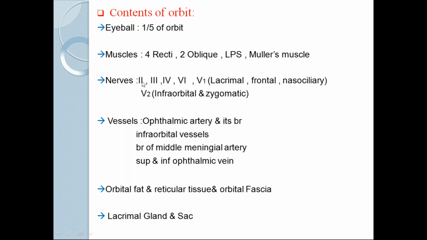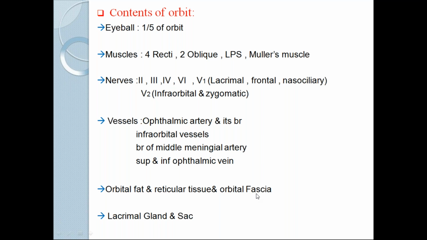Nerves present in the orbit: second, third, fourth, sixth, V1, that is the lacrimal, frontal, and nasociliary, and V2, infraorbital and zygomatic. Vessels: we have the ophthalmic artery, which is the main artery, and its branches, infraorbital vessels, a branch of the middle meningeal artery, and the superior and inferior ophthalmic veins. These are the vessels present within the orbit.